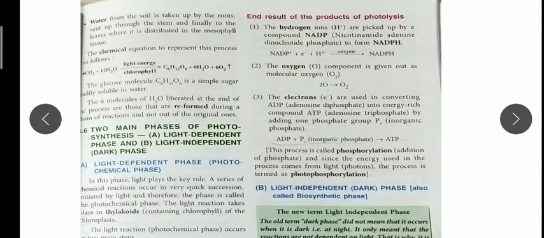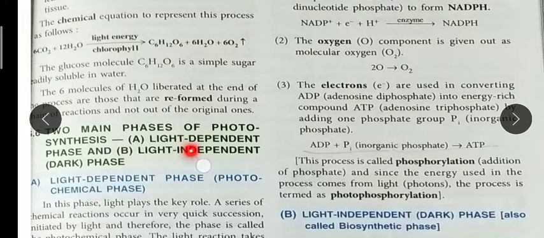Now what is the mechanism of photosynthesis and how these products, these gases and the raw material glucose, are able to form or be produced? So photosynthesis takes place in two main phases, as you can see here. First one is the light dependent phase, which is also called the photochemical phase, and the other one is the light independent phase. It is also called the biosynthetic phase.